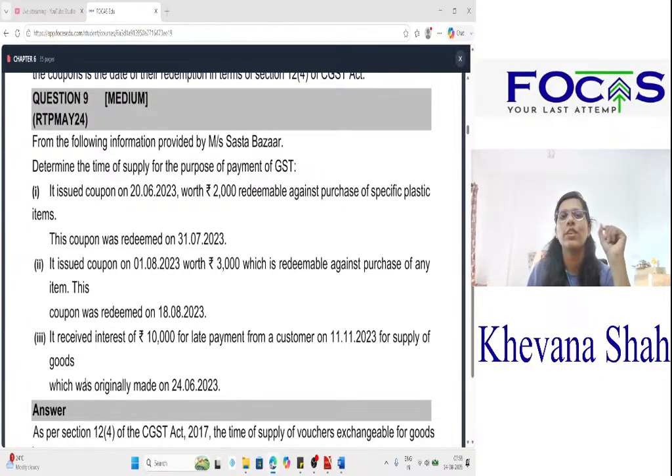Okay, see. So here in the first case, with specific items, your supply is identifiable at the time your coupon is issued. So in that case, it will be the date of issue. In the second case, supply is not identifiable. So in that case, it will be the date of redemption. And for any interest or late fees that you are receiving for late payment, the date on which you receive that interest or late payment will be the time of supply.